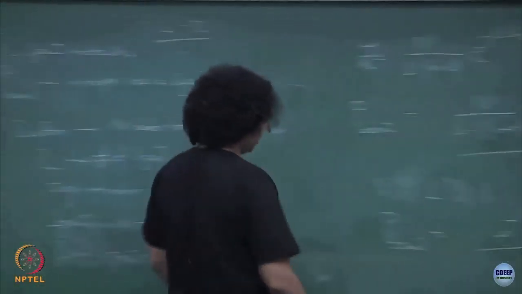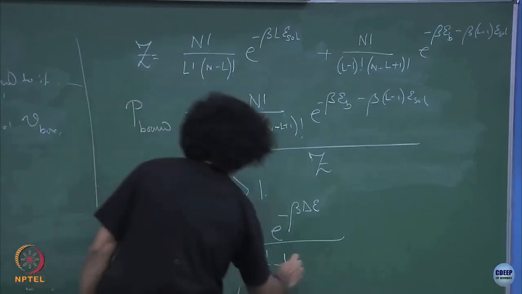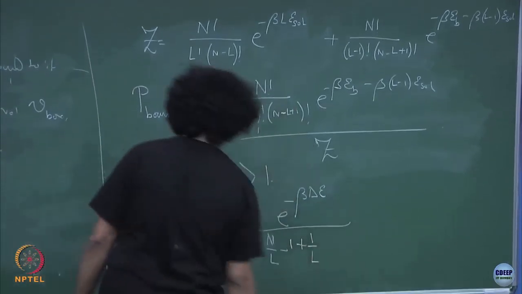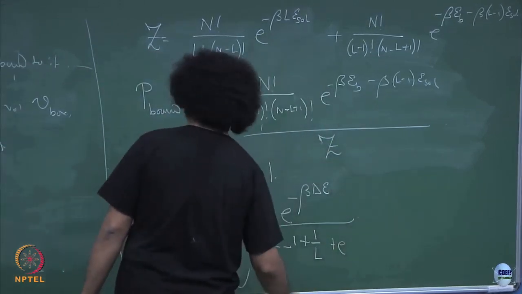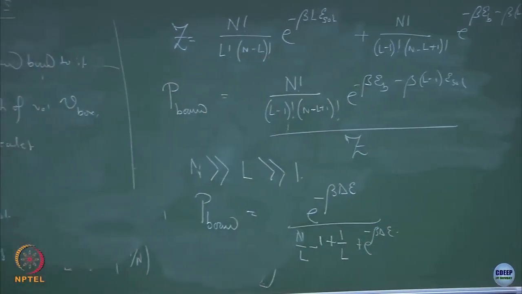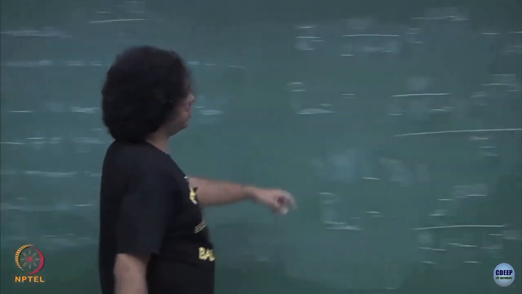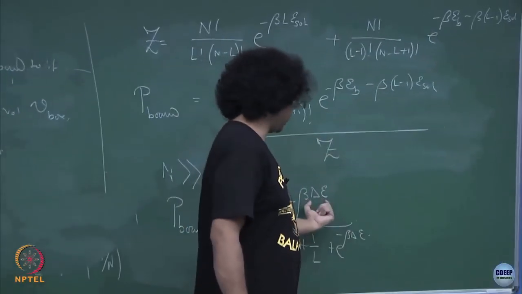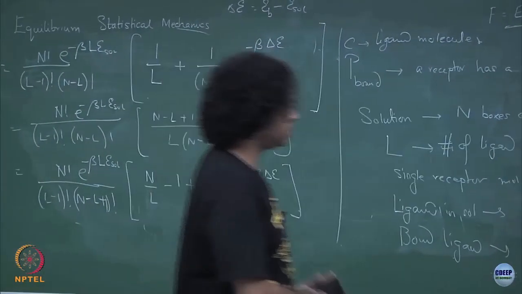So, n by L minus 1, plus 1 by L, plus e to the power of minus beta delta E. Okay. I've just manipulated it. I've got rid of this prefactor completely. I've got rid of epsilon sol and epsilon b separately and just written everything as delta E, the difference in free energy, the difference in energies between a ligand in solution and a bound ligand.